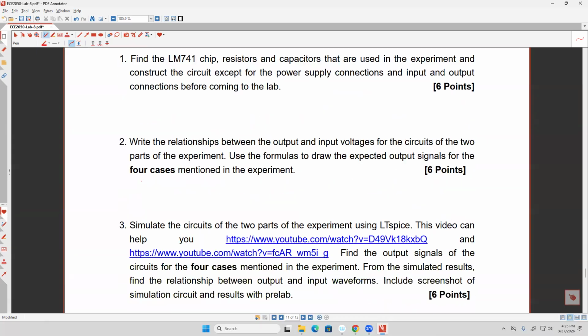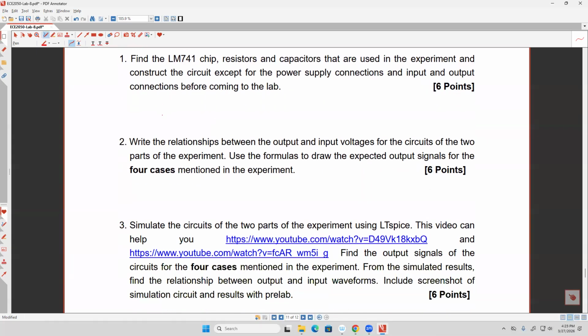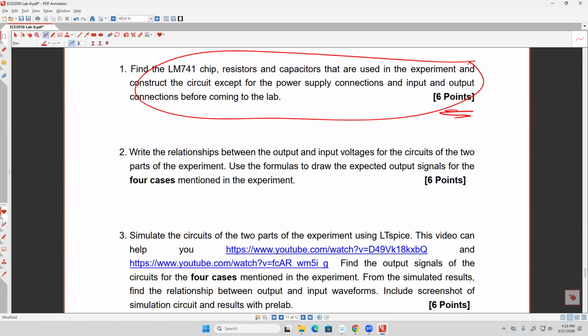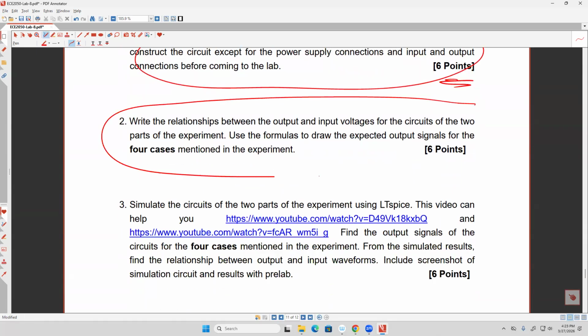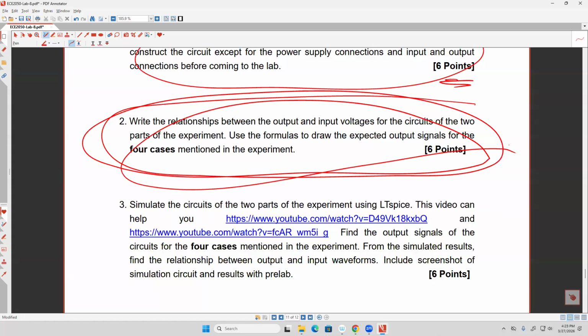So here we have a pre-lab. In the pre-lab, you have to read this part here. Let me see if there is anything I need to clarify. Here I'm telling you that you need to connect it before coming. I give you 6 points for that. I want you to find the relations in the 4 cases: what you are expecting, what the theoretical values are.